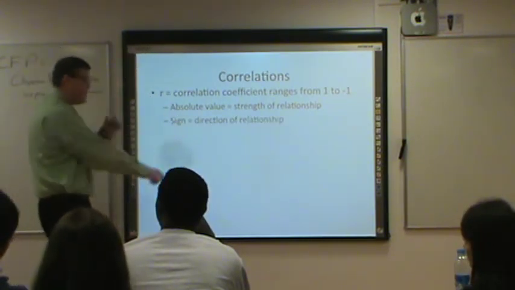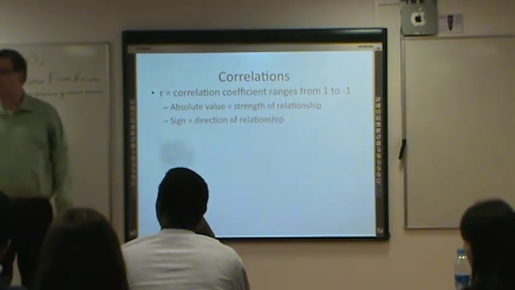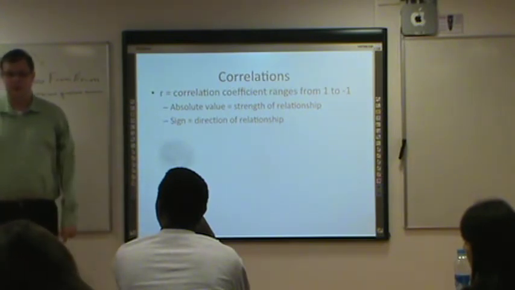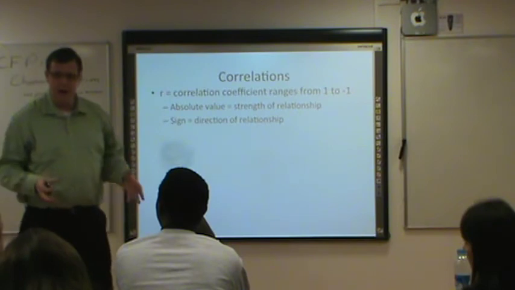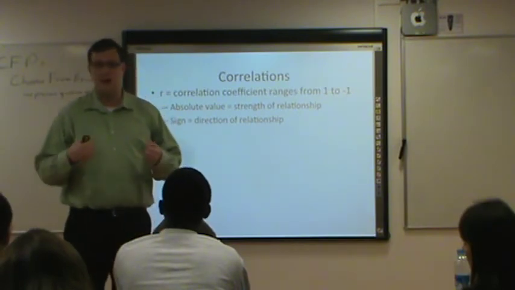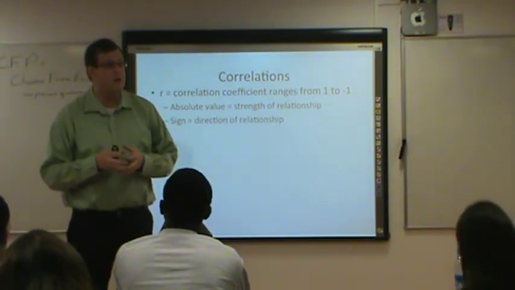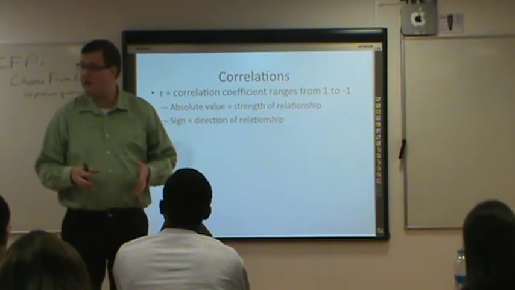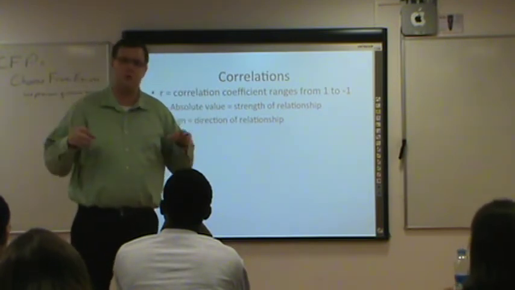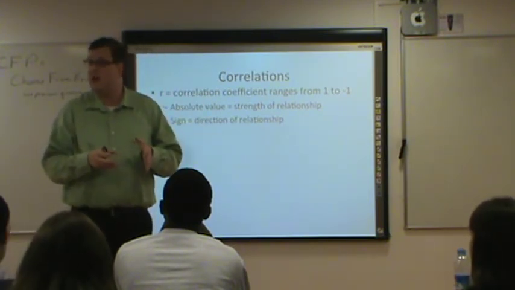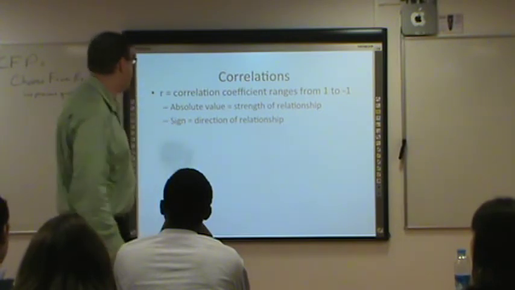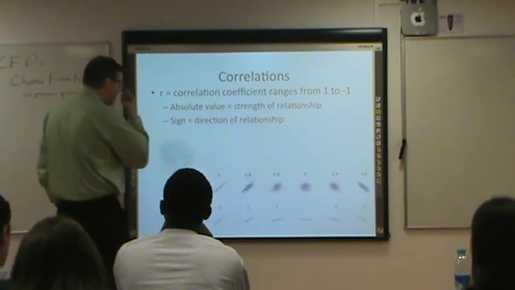The sign is going to tell you what direction the relationship is going in. Right? So the absolute value of R is going to tell you how strong things are. The closer the absolute value is to 1, the stronger it is. The closer it is to 0, the weaker it is. The sign tells us the direction of the relationship.